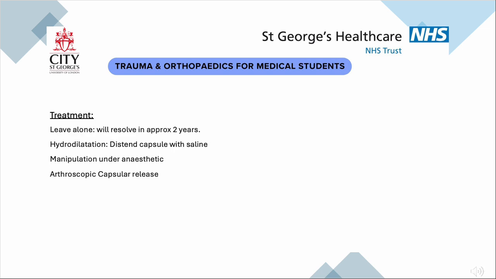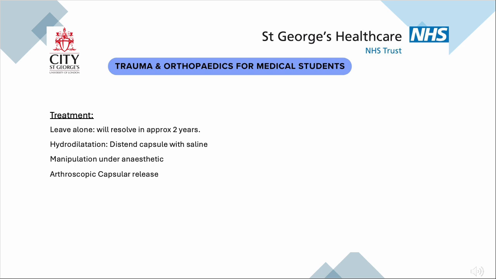As far as treatment is concerned, the vast majority will get better in a couple of years. So for a lot of people, you can leave it alone and reassure them that it will resolve. If they can't cope with that for work or social reasons, or it's not getting better, then the simplest treatment is a hydrodilatation where local anaesthetic, saline and steroid are injected into the joint itself. This distends the capsule and seems to kickstart a healing process, and typically about 75% of patients will get better with this.